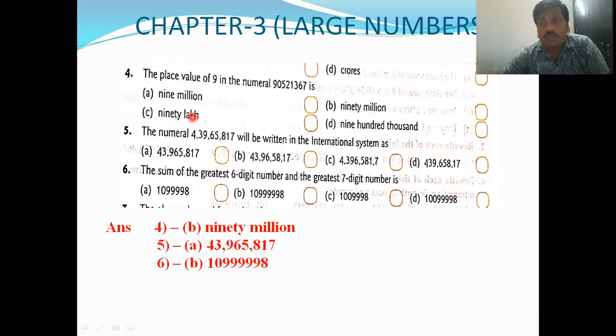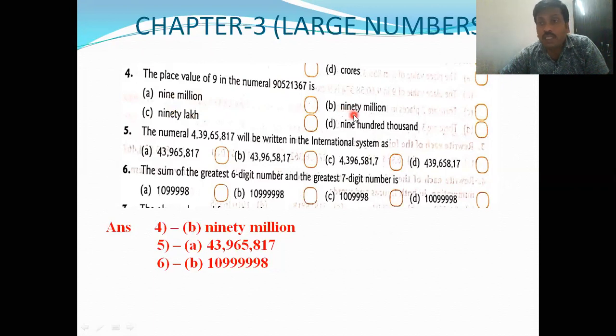What will happen when we count this number in the Indian place value chart? Let us take ones, tens, hundred, thousand, ten thousand, lakh, ten lakh, and a crore. There is only 9 crore. Which answer comes here? 9 crore? No, there is no answer of 9 crore. So children, our answer will be 90 million.